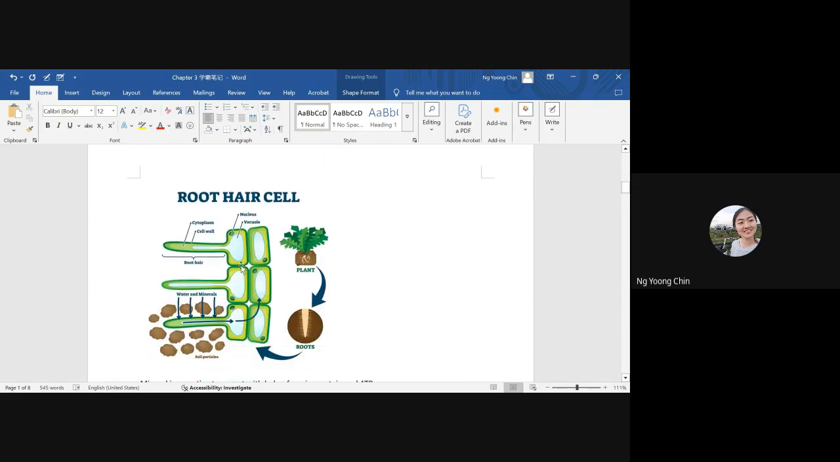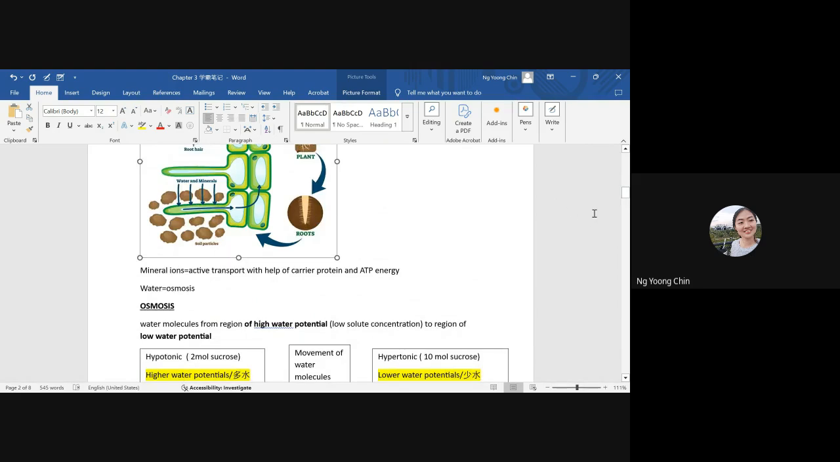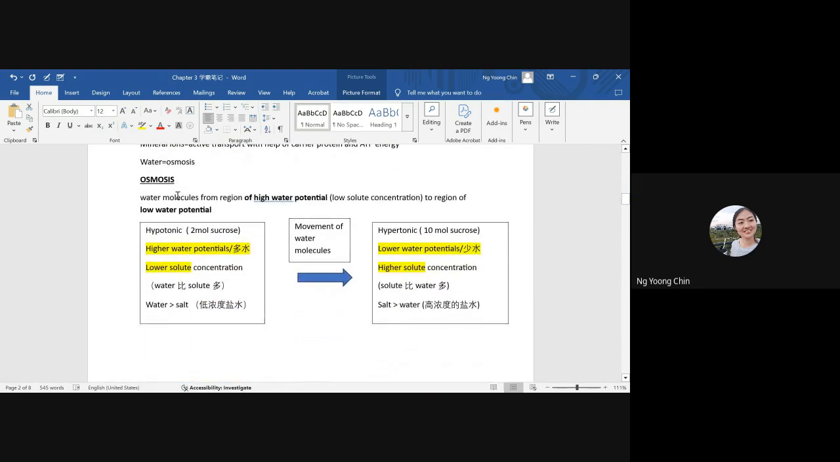And then, okay, red blood cell, you know what happens, which is they will absorb water by osmosis and absorb mineral ions by active transport. Okay, and then the osmosis, okay, you can read out by yourself. It's actually moving from the hypotonic to the hypertonic now, okay?